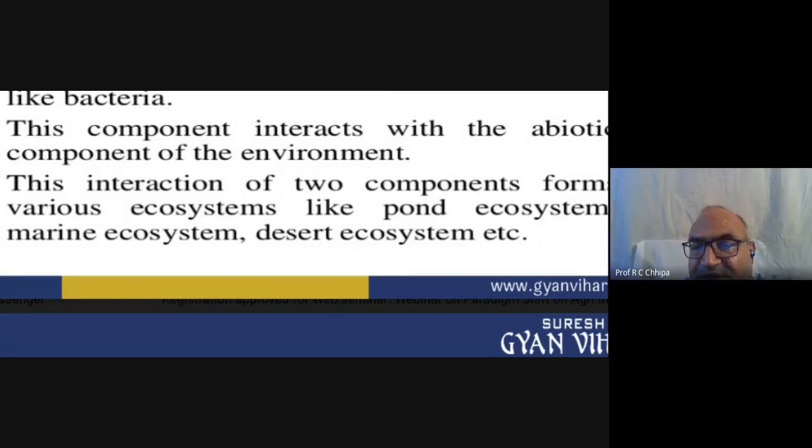So this interaction of two components forms various ecosystems. The concept of the ecosystem appears here because in the case of the ecosystem, a system is formed. The system itself is formed. So two components form various ecosystems, such as the pond ecosystem, the marine ecosystem related to the sea and oceans, and then the desert ecosystem.